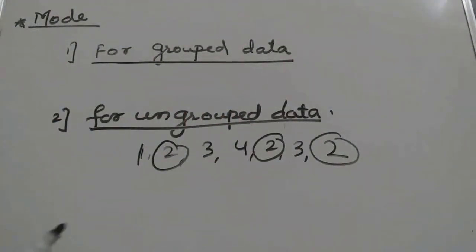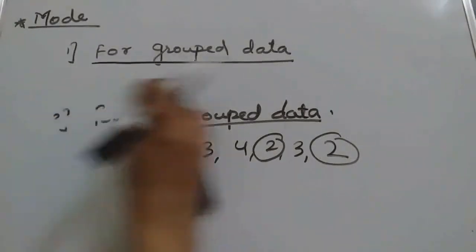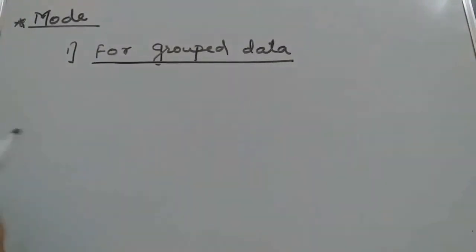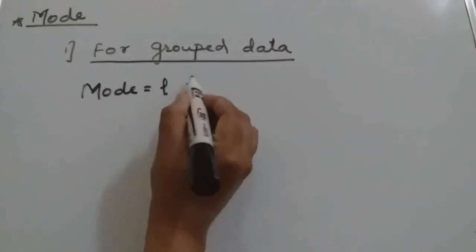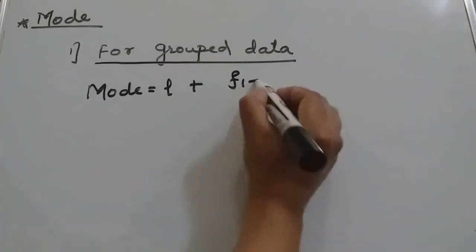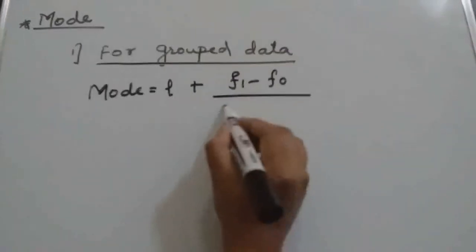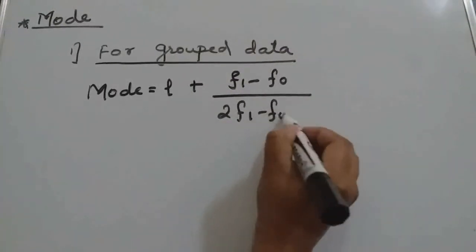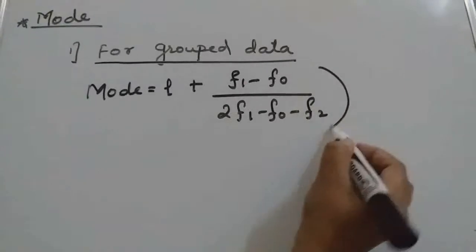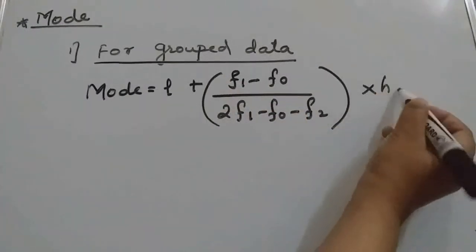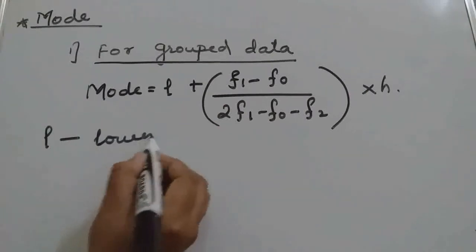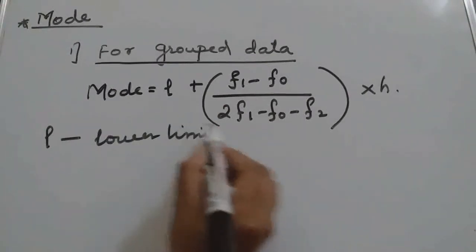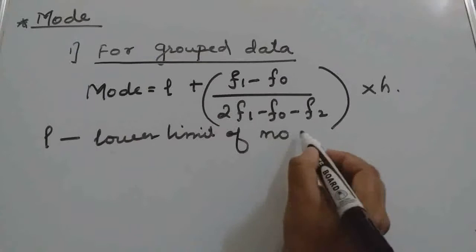That is given by one formula, which is mode is equal to L plus (F1 minus F0) divided by (2 F1 minus F0 minus F2) into H, where L is the lower limit of the modal class.